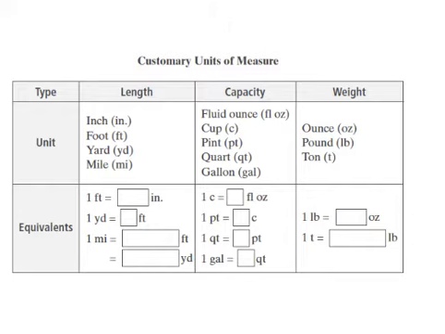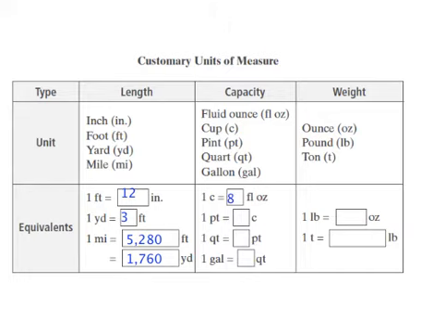1 foot is equal to 12 inches. 1 yard is equal to 3 feet. 1 mile equals 5,280 feet. 1 mile also equals 1,760 yards. 1 cup equals 8 fluid ounces.